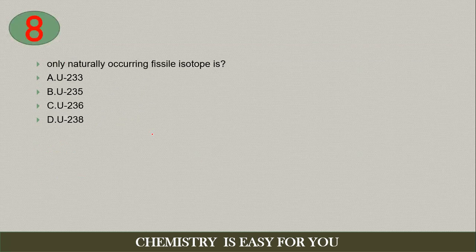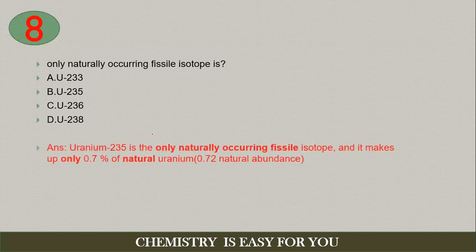Next is another very important question. Only naturally occurring fissile isotope is. We are not talking about artificially made radioactive compounds, but elements. We are talking about the naturally occurring fissile isotope. So it is uranium-235. This is the only naturally occurring fissile isotope, and it makes up only 0.7% of natural uranium. So 0.72% natural abundance is there. U235 is the naturally occurring fissile isotope. Just remember this.